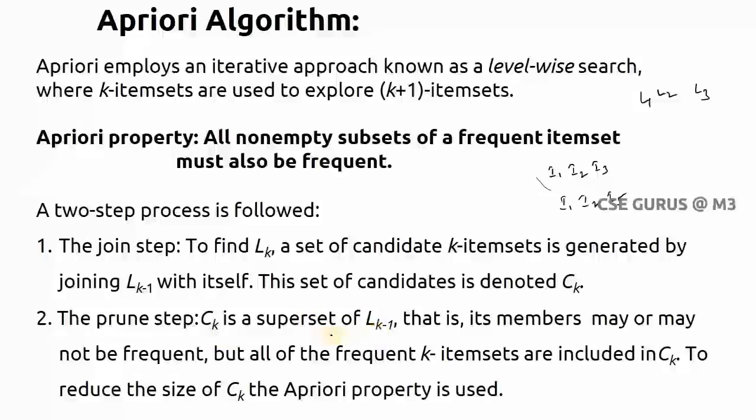The prune step means how you are pruning. C_k is a superset of L_k, so its members may or may not be frequent, but all the frequent k-item sets are included in it. We have included everything, you can check it. To reduce the size of C_k, how have we reduced it? We have checked for the Apriori property. So this is about the Apriori algorithm.